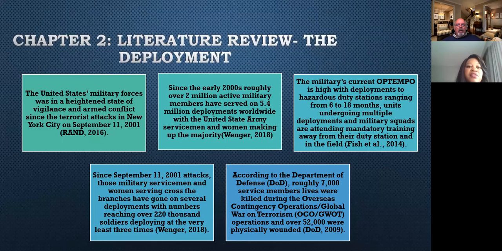Okay, so let's get into the literature, specifically the deployment. The United States military forces, at one point, were in a heightened state of armed conflict, and that was during the terrorist attack in New York City on September 11, 2001. Since the early 2000s, roughly over 2 million active military members served on 5.4 million deployments, and the United States Army servicemen and women made up the majority of those deployments.